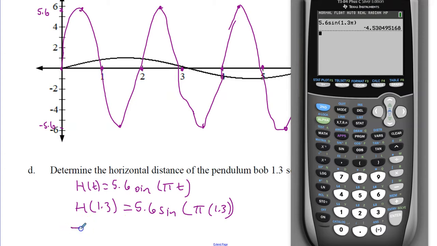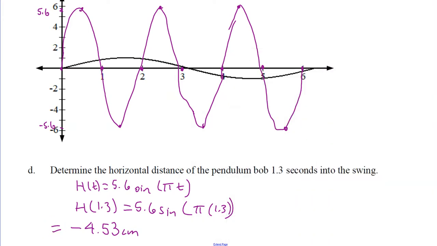Did they give rounding? I don't know. So negative 4.53 centimeters. Let's put that way. It doesn't say. Hundredth is good to me.